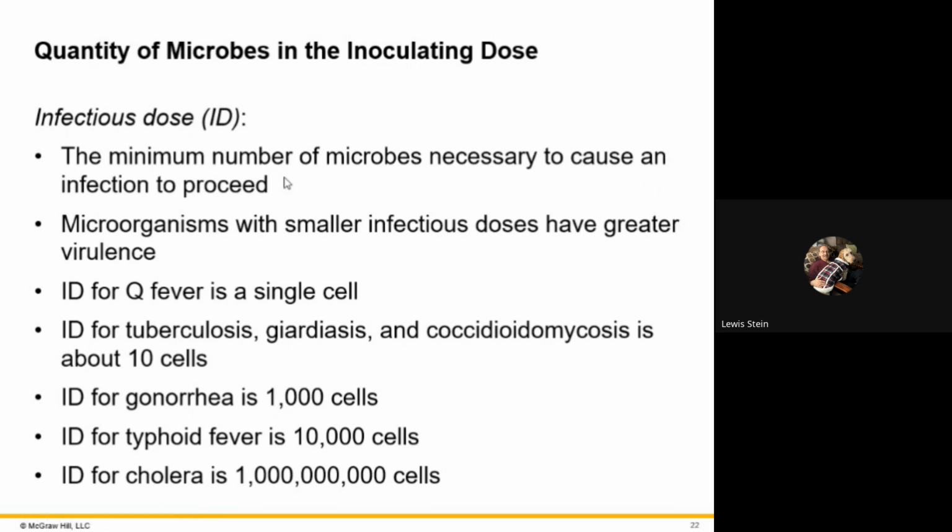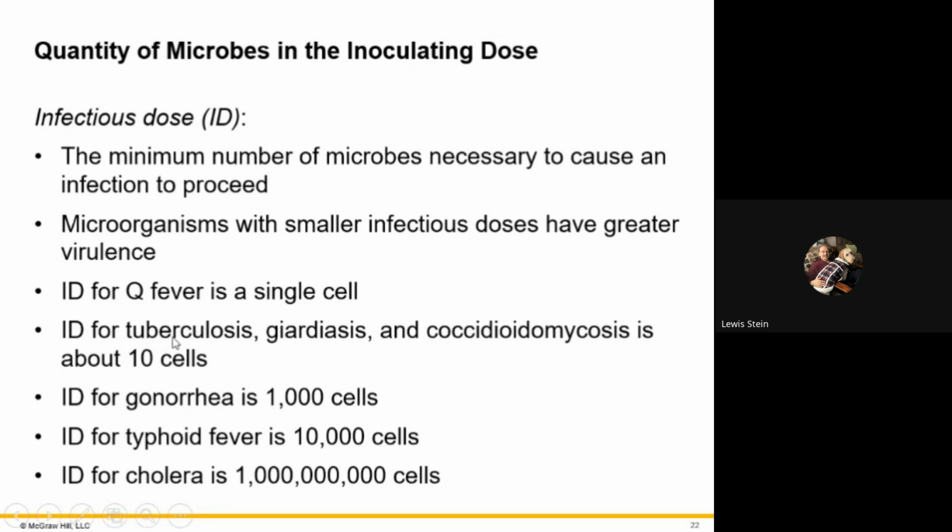When you read about it in the literature, they'll talk about things like ID 50. That means the infectious dose at the 50th percentile, you know, what it would take for half of a population to get the disease. Smaller the infectious dose, the greater the virulence. I don't know exactly what Q fever is, but if it's a single cell, I don't want it. But take a look at this.